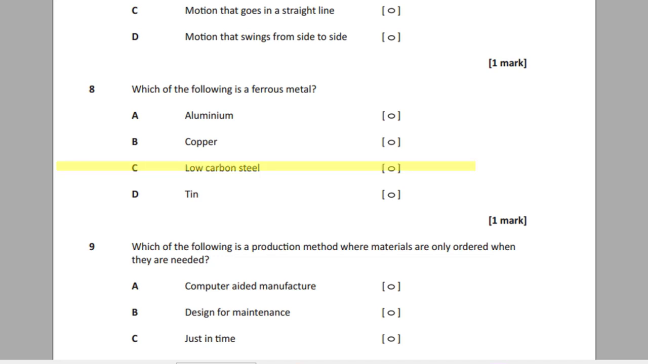So low carbon steel, well, steel normally contains iron, so low carbon means it contains carbon as well. So this must be some type of alloy of iron, and it also contains manganese. If you see the word steel, and they ask you such a question about metals, then you know steel is an alloy of iron. It contains carbon and manganese, and so it's more than likely C is the right answer because it contains iron.